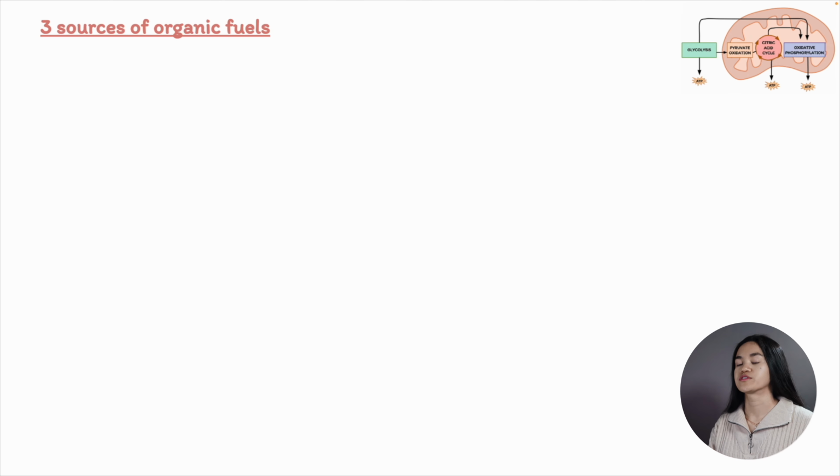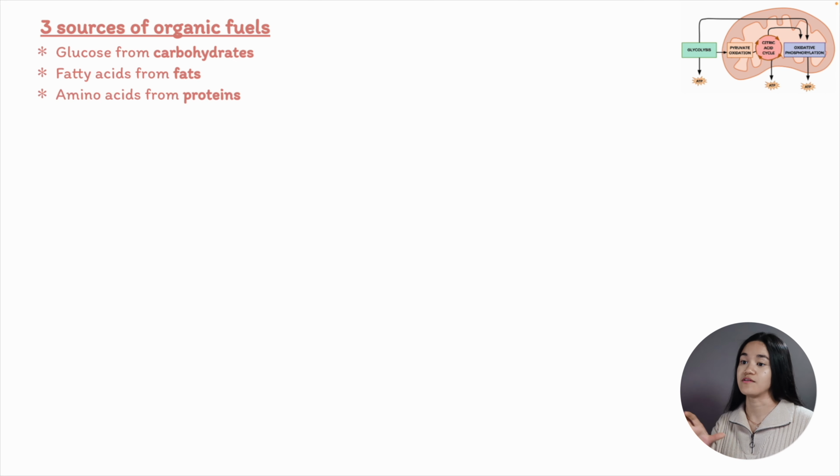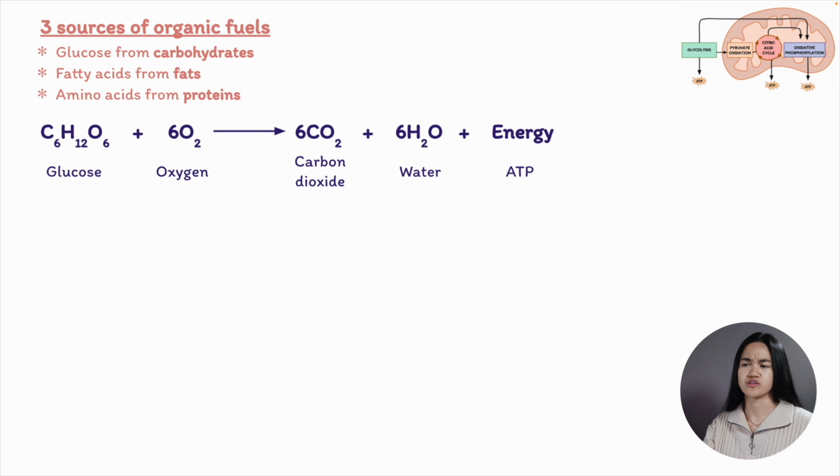Now, we have three sources of organic fuel: glucose from carbohydrates, fatty acids from fats, and amino acids from proteins. But we're going to be breaking down sugar to show the steps of cellular respiration because most cells use glucose as their immediate source of energy. So here's our equation. We'll come back to this, okay? Cellular respiration includes both aerobic and anaerobic processes, with and without oxygen. But the term cellular respiration is often used to refer to the aerobic process, okay? Just keep that in mind, and we're going to break down both.